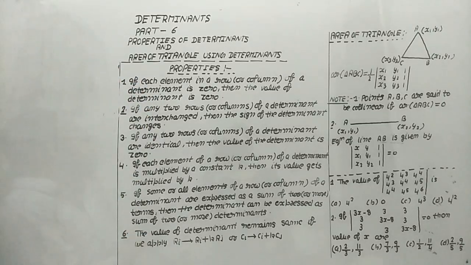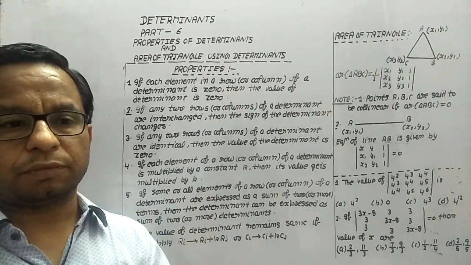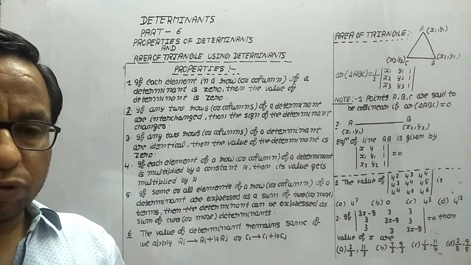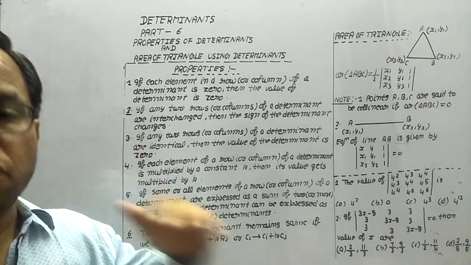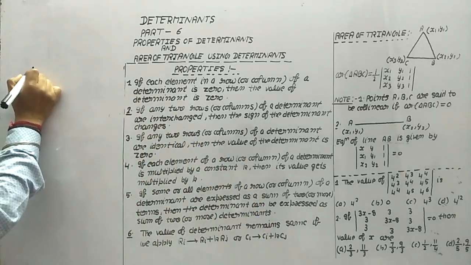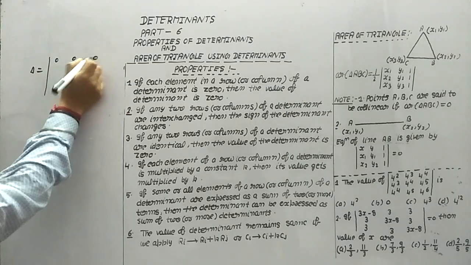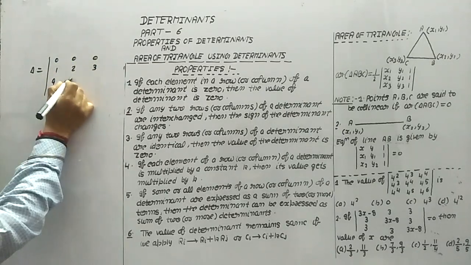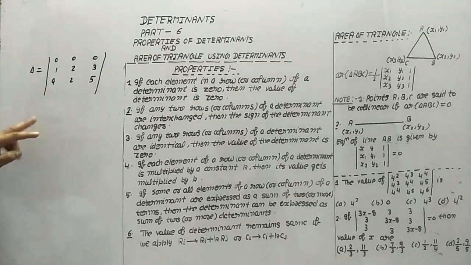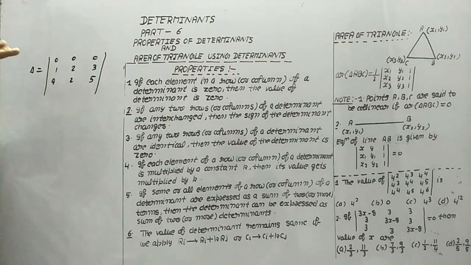Number one property: if each element of a row or a column of a determinant is 0, then the value of the determinant is always 0. Look at this, we have to see any row or any column. Let's take one example. Suppose I have to find the value of this determinant. Because in the first row all the elements are 0, the value of this one is 0.